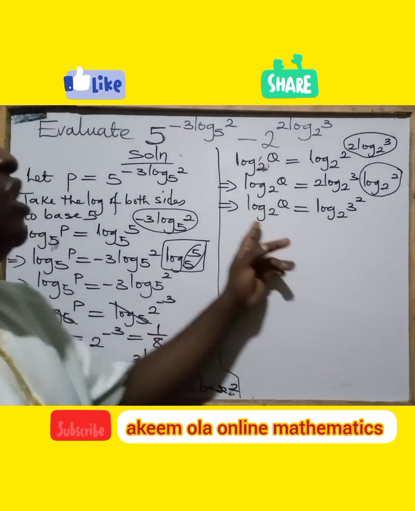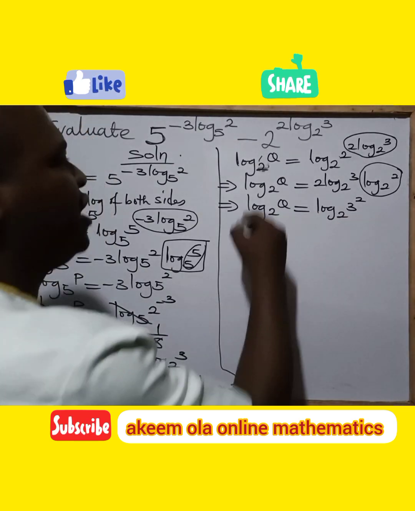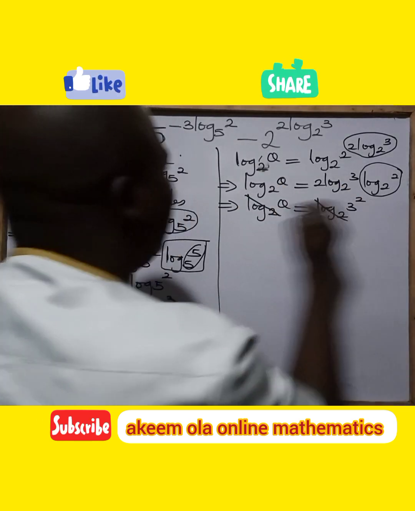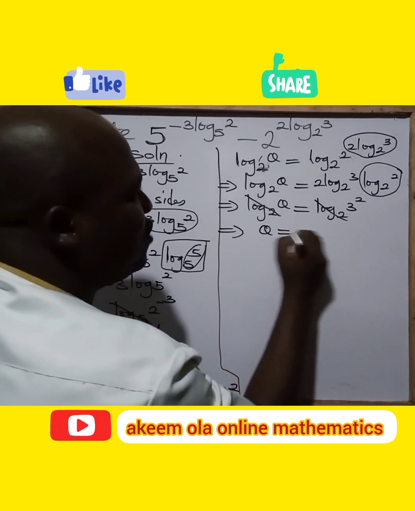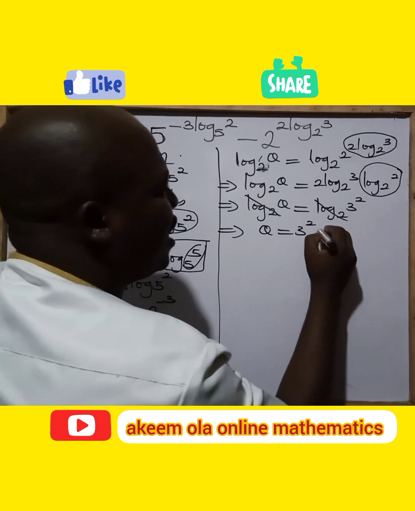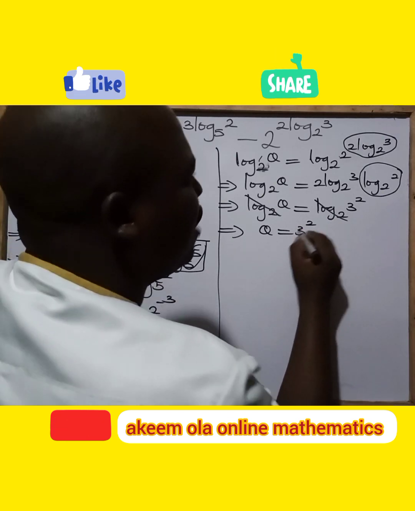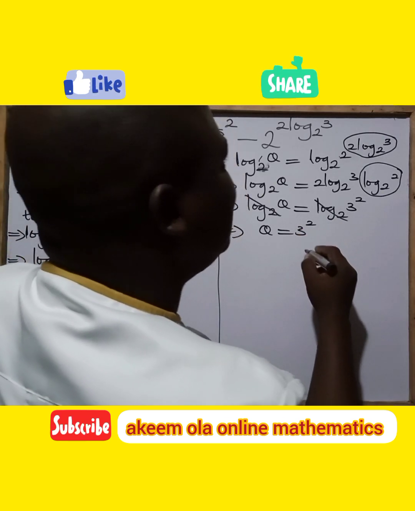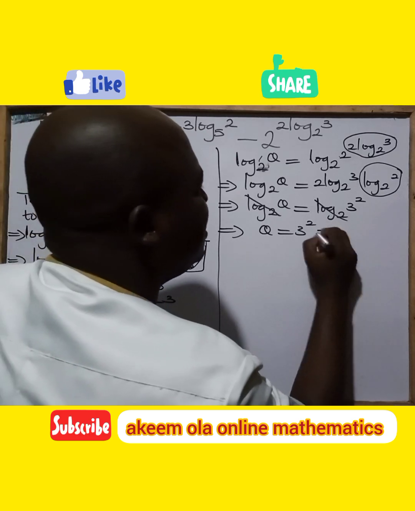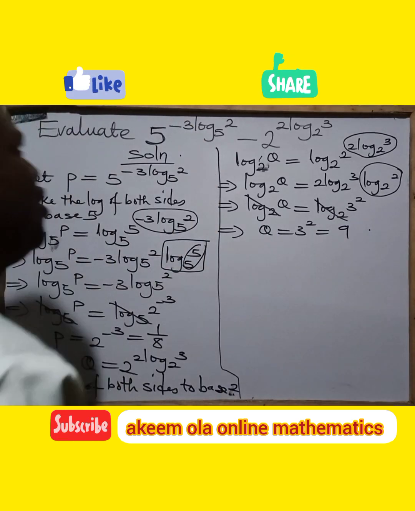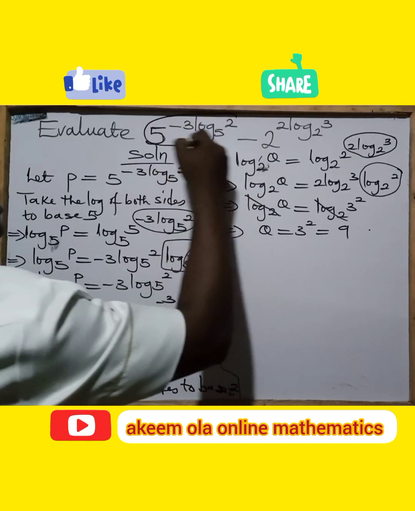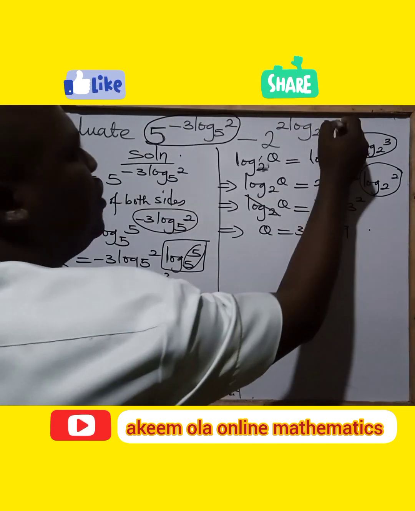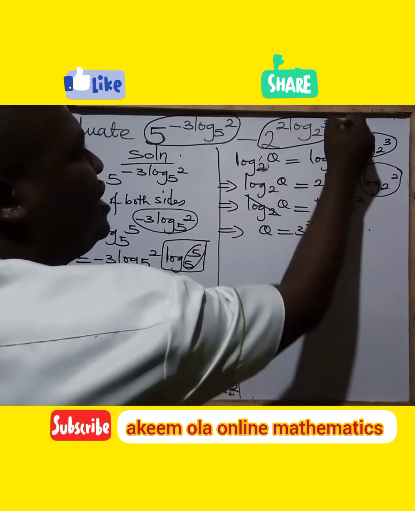So from here, the log 2 is common to both sides. It will cancel. So this now implies that our Q will now be equal to 3 squared, and that will give us 9. We represented this with P, and we represented this with Q.